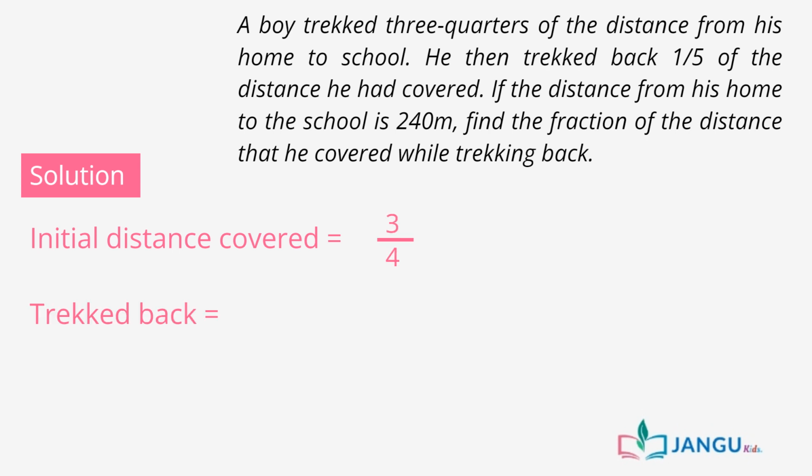He trekked back 1/5 of the distance he had covered, which is 1 over 5. Therefore, the fraction of the distance he covered while trekking back is 1 over 5 times 3 over 4, which is simply 3 over 20.